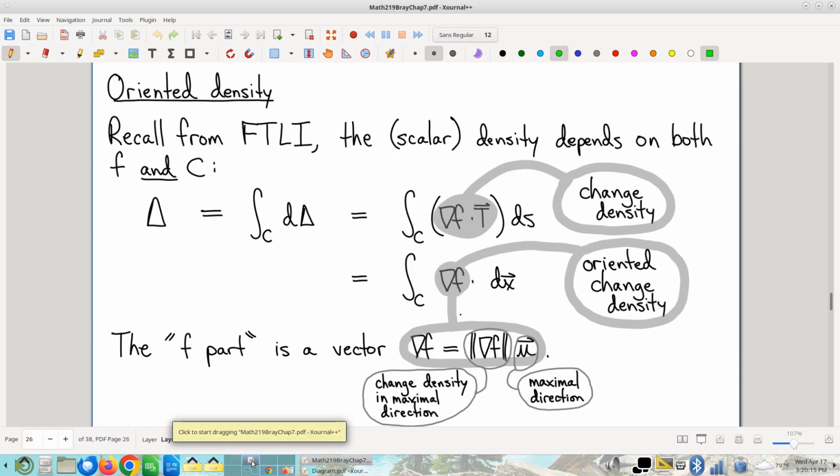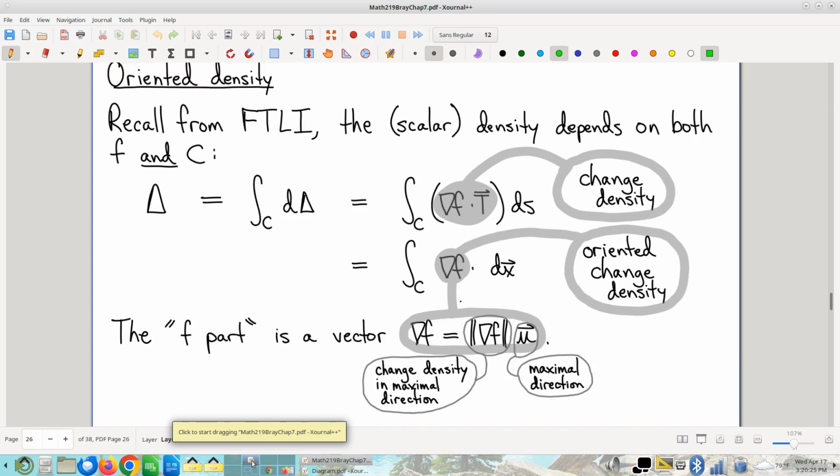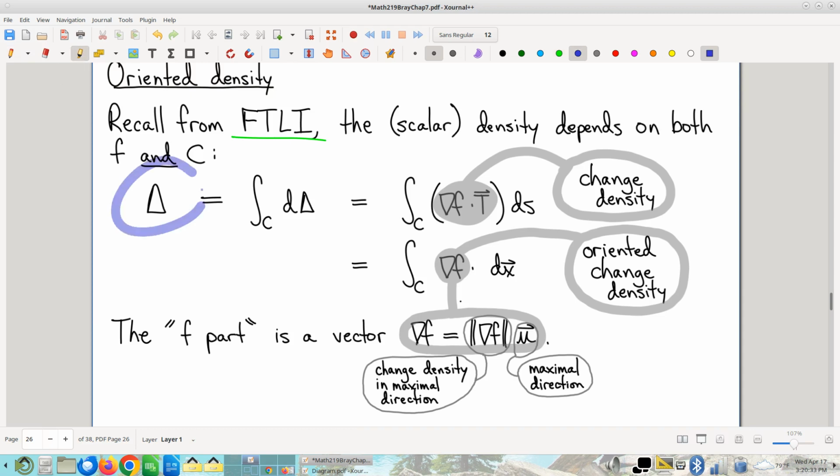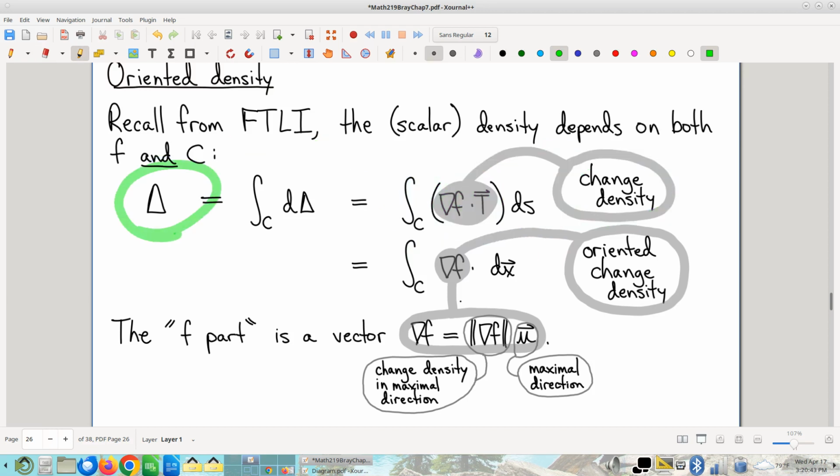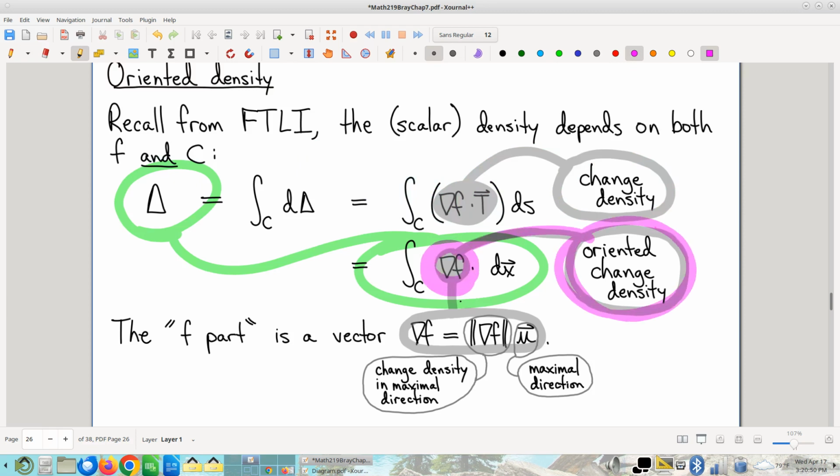Okay, so here's where we were last time. We just barely started with this page. The idea is that you remember some ideas I threw at y'all when we were talking about the fundamental theorem of line integrals. You can write it like this and interpret that dot product as being change density, because it's change per unit length, or you can write it like this and interpret the gradient itself as being an oriented density.